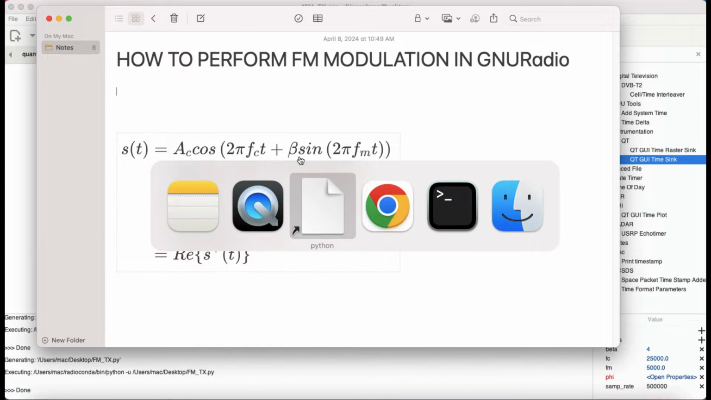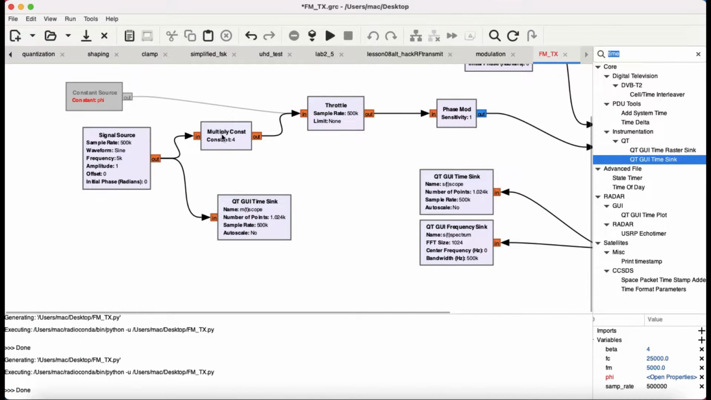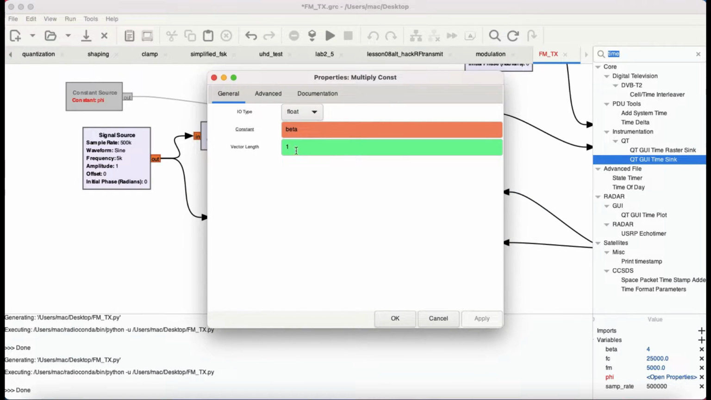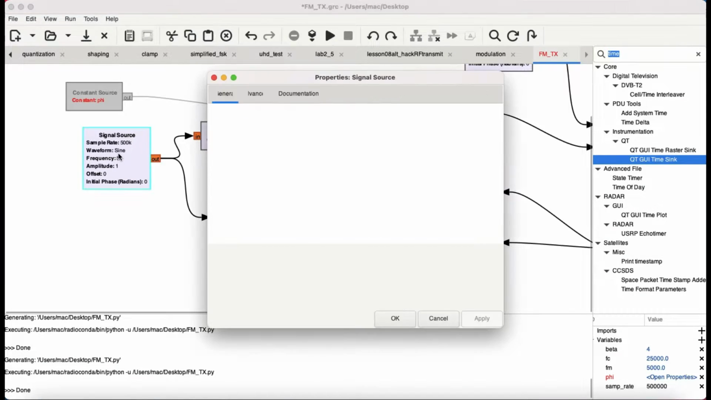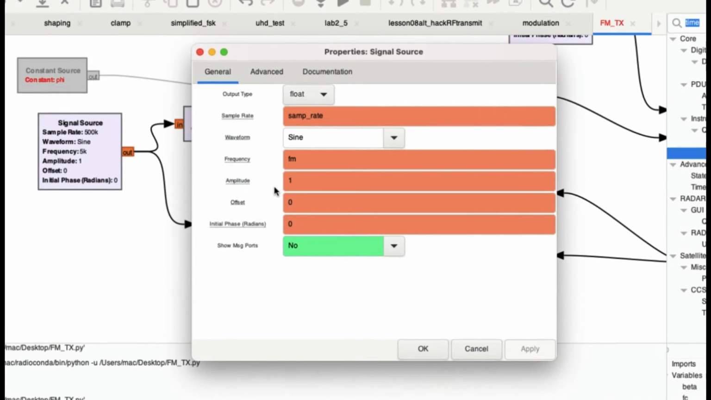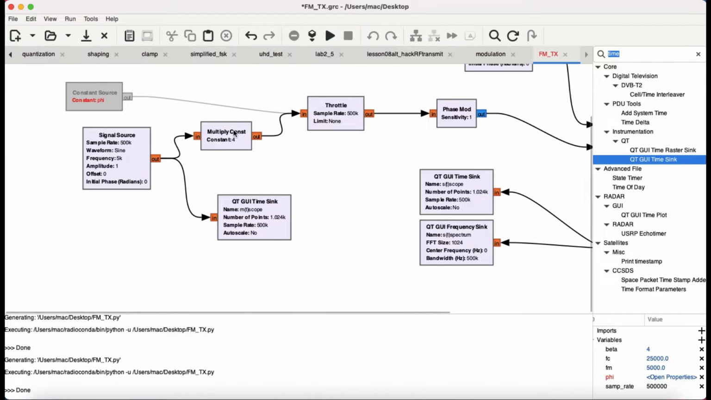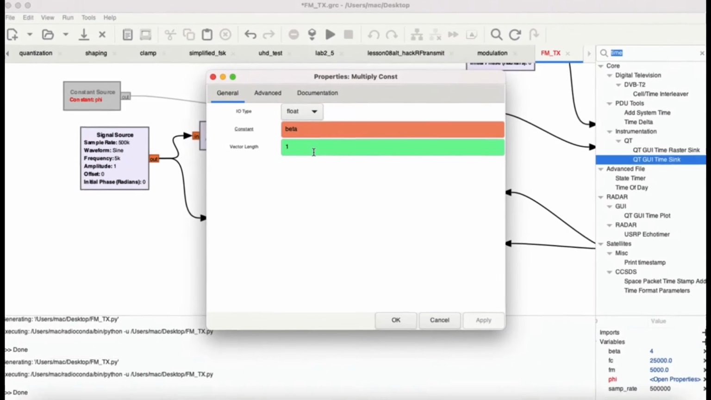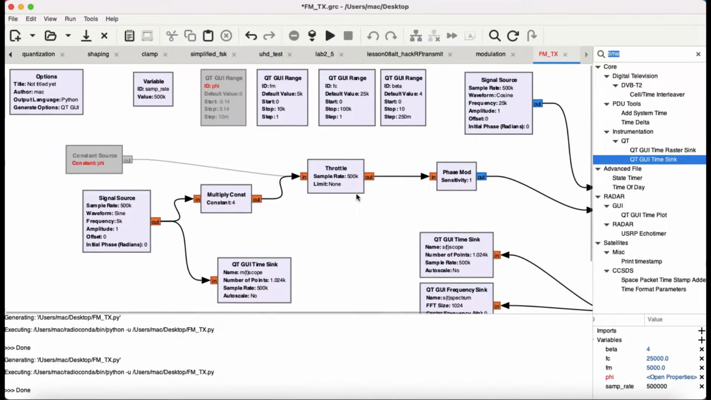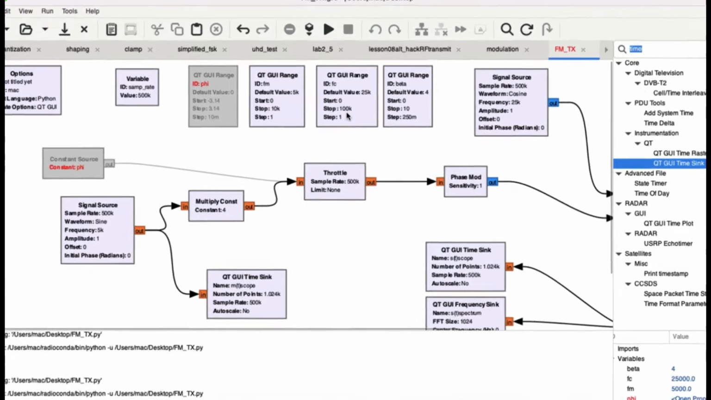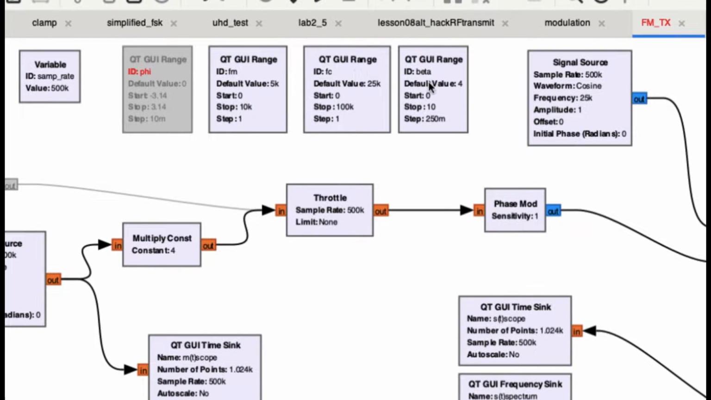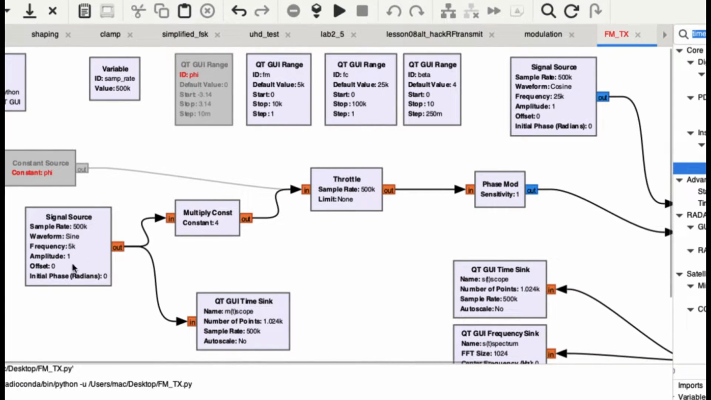Alright, so let's look at our beta value. Our beta value is given by a multiply constant, which I'm calling beta. All of those individual terms that you are seeing, like FM and the beta value, you can use a range block for your beta function, a range block for your FM function, and you can give the value and call them in the respective block.